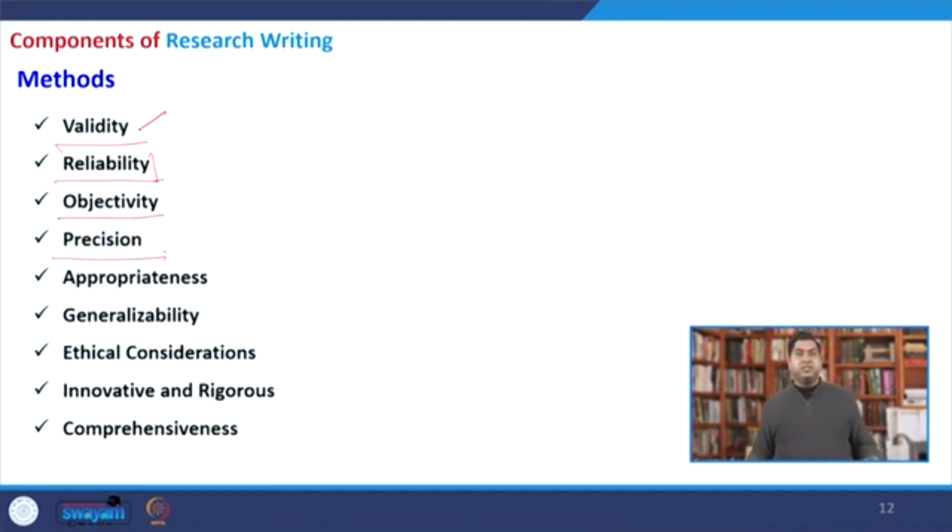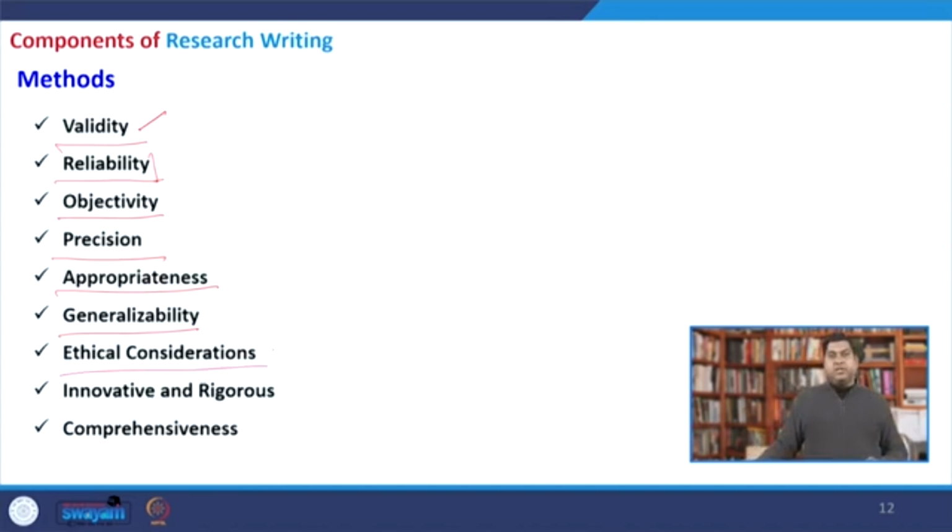Then it depends on the precision, what level of precision you require, and based on that you choose the methods. Appropriateness: if you want to capture culture or values, in that case you will better choose qualitative methods rather than quantitative methods. It should have some property which can generalize, because if it is just a pinpointed thing that cannot be generalized, sometimes a question may be asked. So your method will have that component.